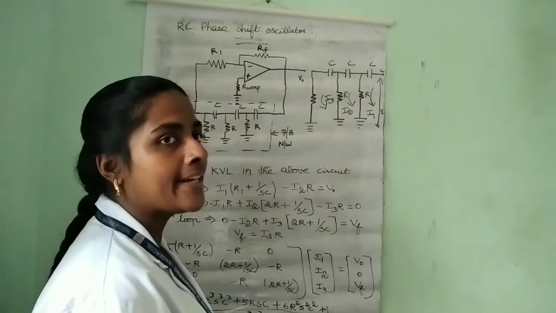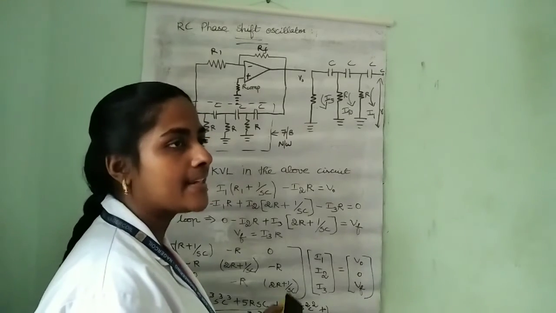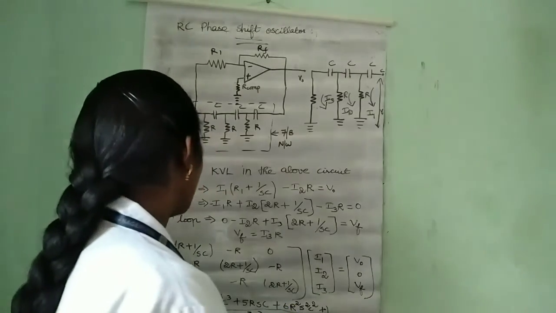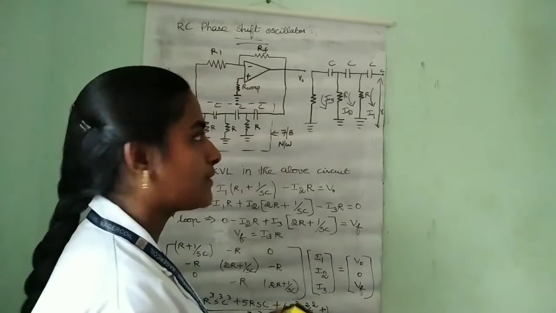Next we have to find I3. The I3 formula is del 3 divided by del. So we are going to find del 3, and then del 3 divided by del.